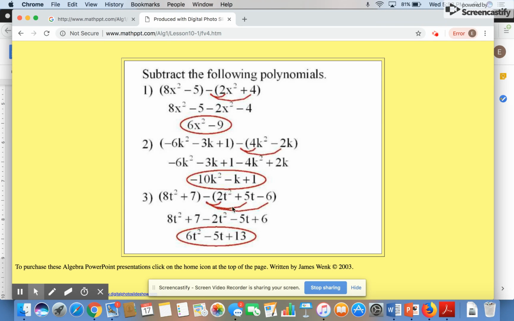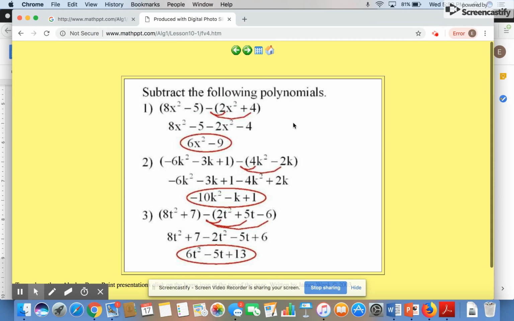And here you distribute again, and you keep what you have in these parentheses, and you distribute, and this becomes negative 2t squared, and this becomes negative 5t, and this becomes a positive 6. And then you combine, and you get 8 minus 2 is 6t squared. You don't have another t, so you keep your negative 5t, and then you do 7 plus 6 is 13, and that's your answer there.